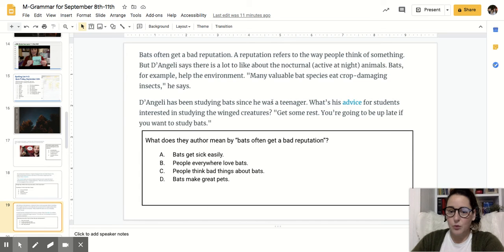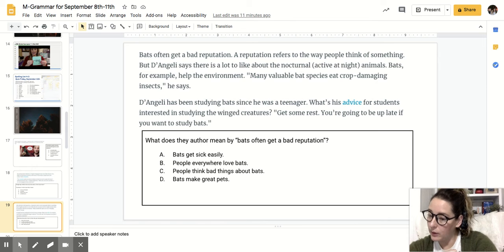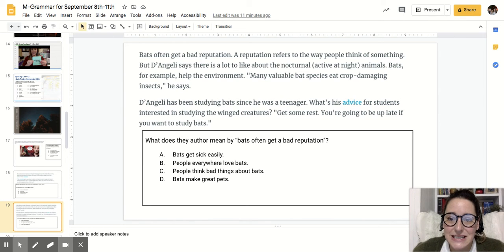All right, 19. We've got paragraphs 4 and 5. So I'm going to draw my 9 with a line 4, and I'm going to read it. Bats often get a bad reputation. This is what my question's about. I wrote that down for my question note for number 3. A reputation refers to the way people think of something. We know that. But D'Angeli says there is a lot to like about the nocturnal, active at night animals. Bats, for example, help the environment. Many valuable bat species eat crop-damaging insects, he says.